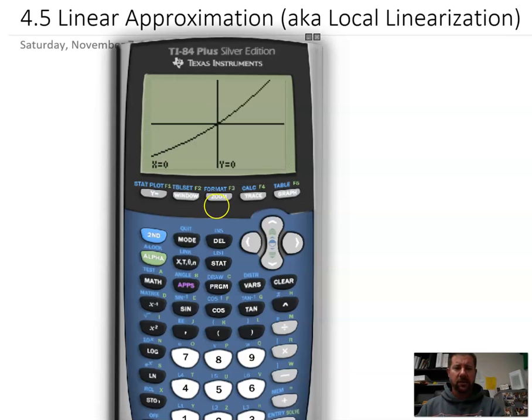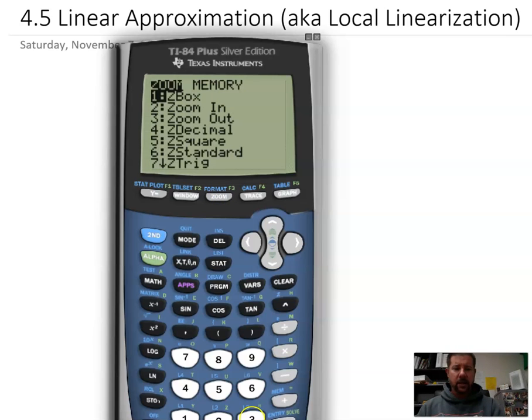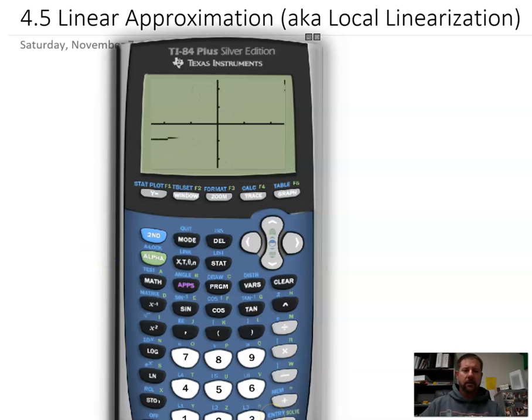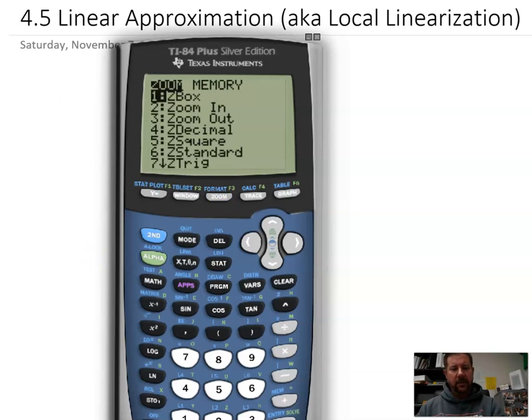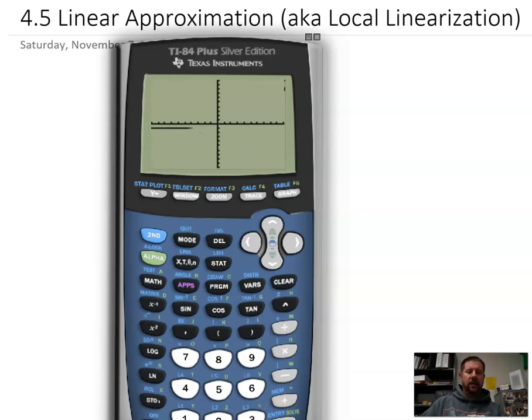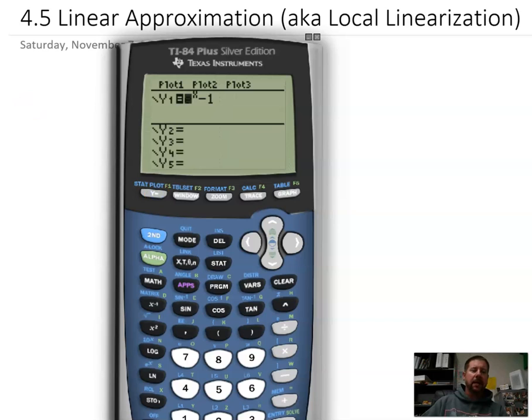Wait, that's not looking so straight. What the heck's going on here? That is definitely not straight. I think that we zoom out one more time. That looks like an exponential growth function. That looks like y equals e to the x. And in fact, it is. It's y equals e to the x minus 1.